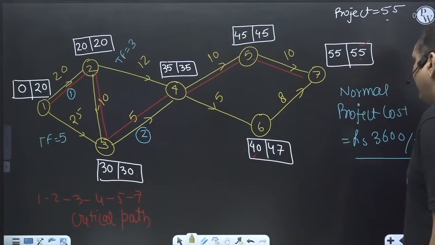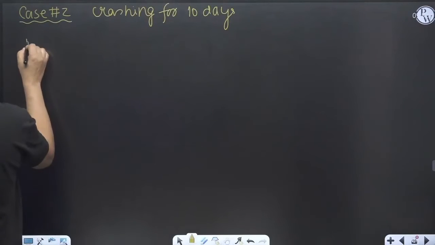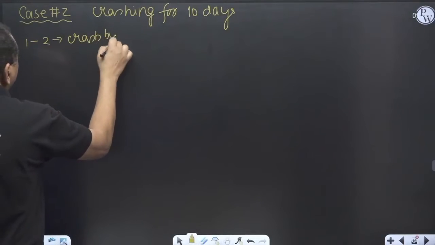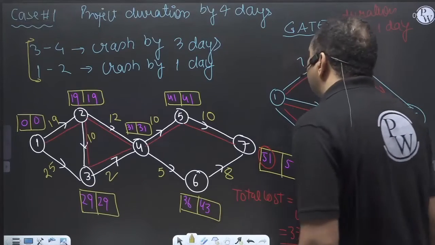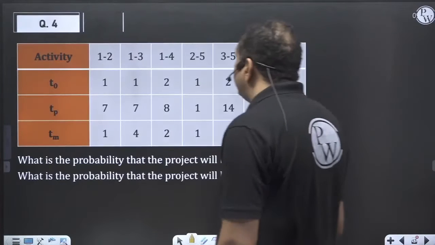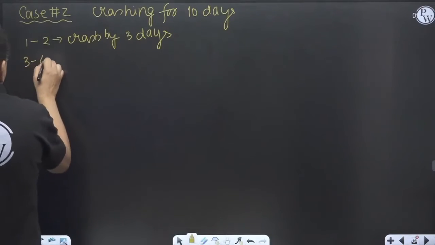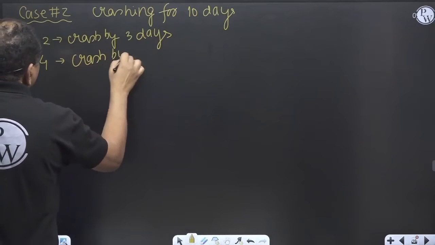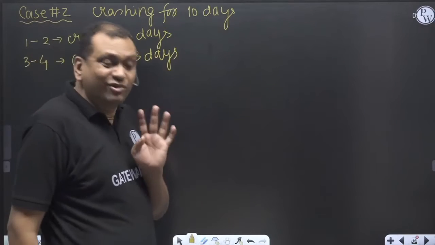So activity 1 to 2, I will crash by 3 days. Activity 3 to 4, I will crash by 3 days. 4 more days I have to crash.